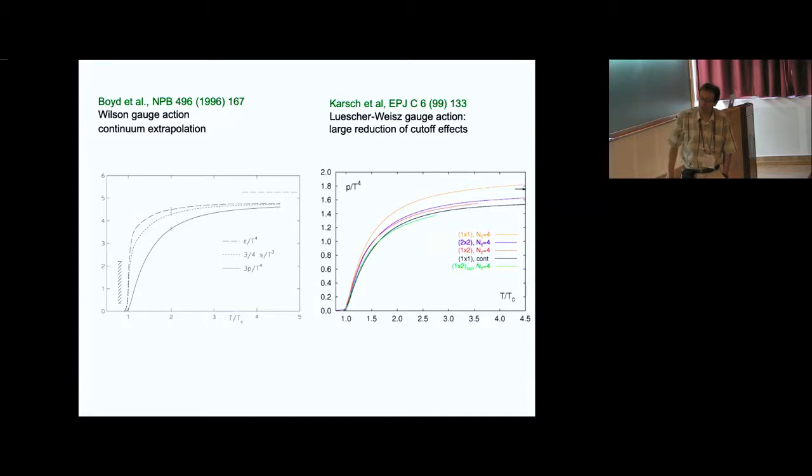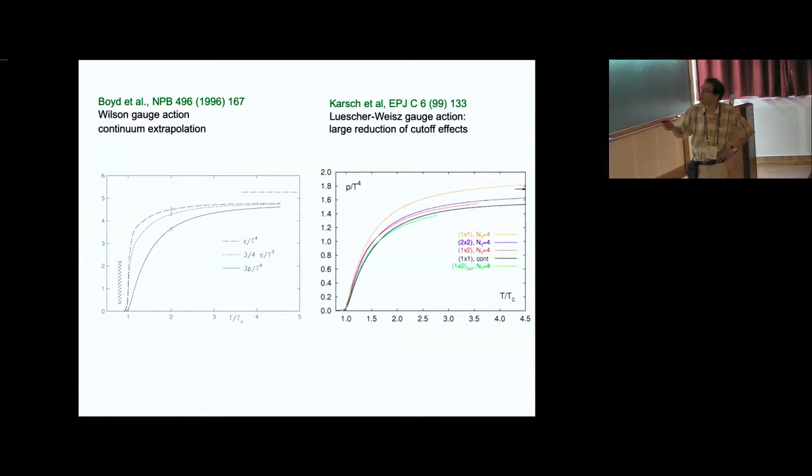Now, that was with a standard action. If you use an improved action, as I explained, with its advantages for doing this calculation, then you can reduce these cutoff effects to a large extent. And that is shown in this figure.